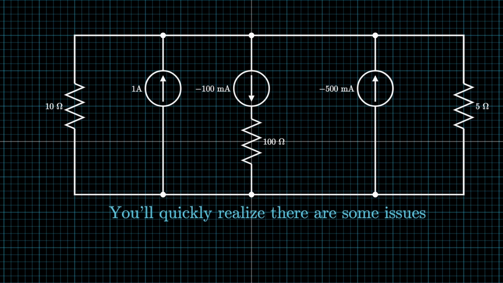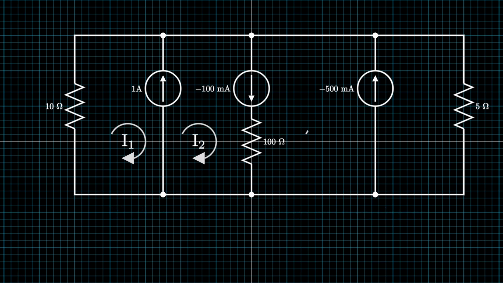When we try to do mesh analysis, you'll quickly realize there are some issues. Namely, these guys, the three current sources in the middle. They're a problem because each of these current sources sit in the middle of two loops that surround them. What do I mean by loops, you may ask? Well, these are loops, denoted by I1, I2, I3, and I4 respectively.